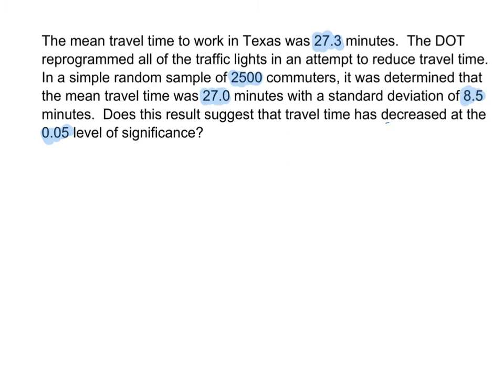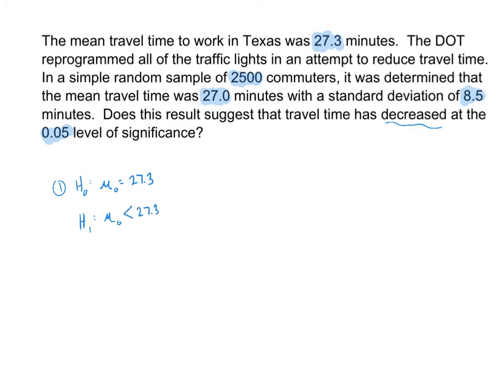And I'm also going to underline the word decreased. So I'm picking out the key things there so that when we write down our work here, it's easier to find things. Our null hypothesis is that mu is equal to 27.3 minutes, and the alternative is mu is not equal to, is less than 27.3 minutes.